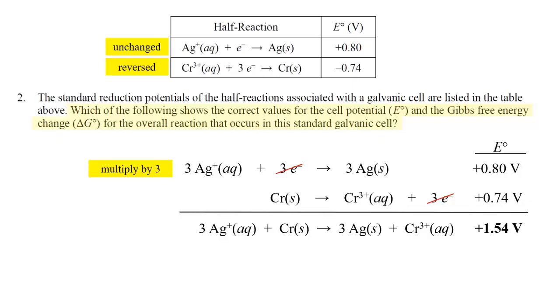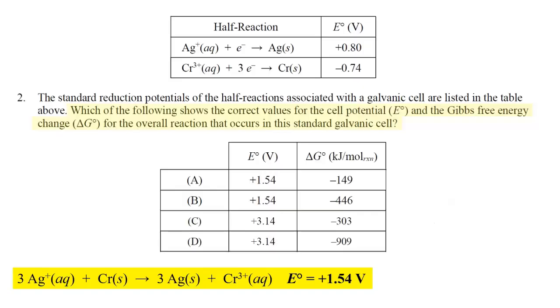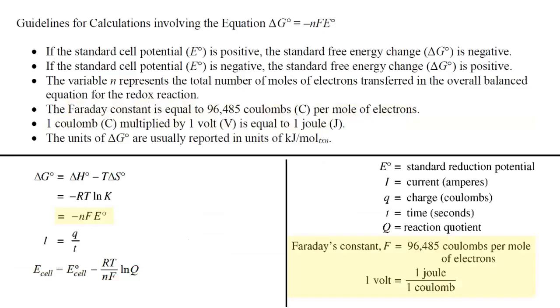Let's take a look at our 4 choices. Positive 1.54, that means that the correct answer to question 2 is either choice A or choice B. So I'm going to go ahead and cross off choices C and D because the cell potential should be 1.54 volts. Now let's move on to the process of calculating the value of the standard free energy change, delta G, now that we know that the cell potential is 1.54 volts.